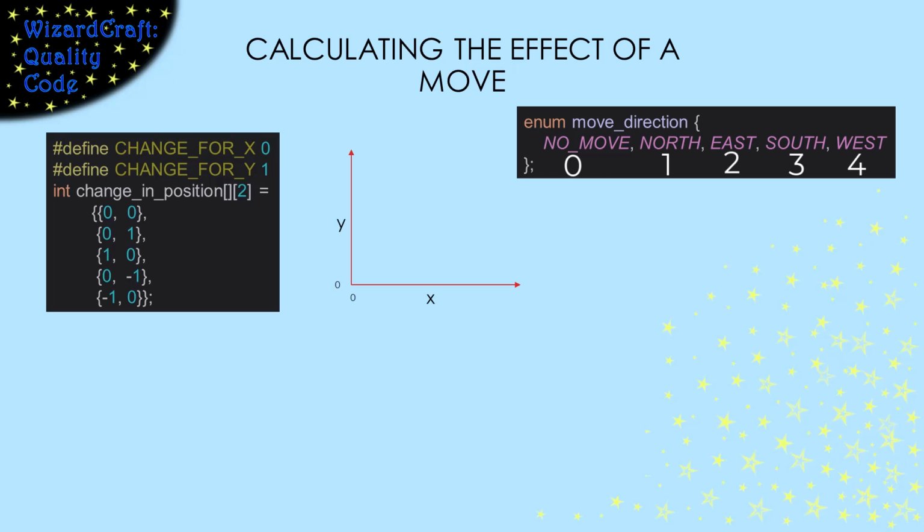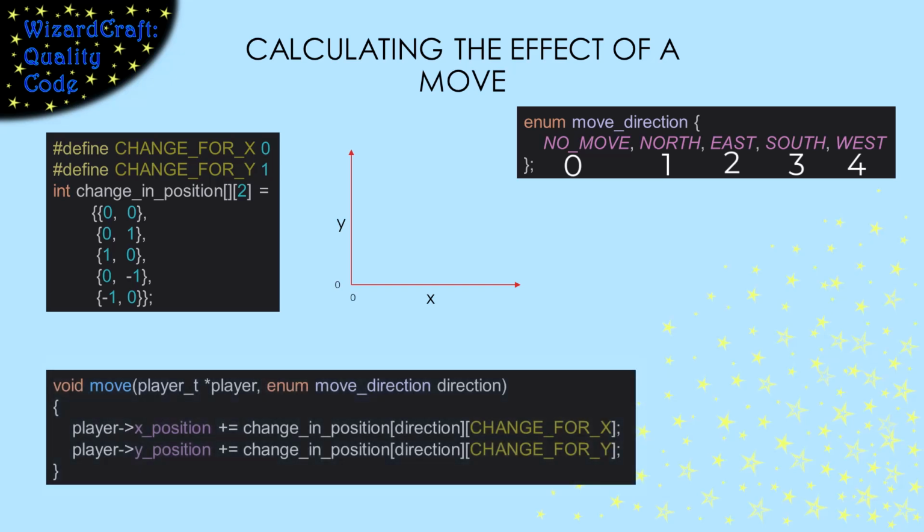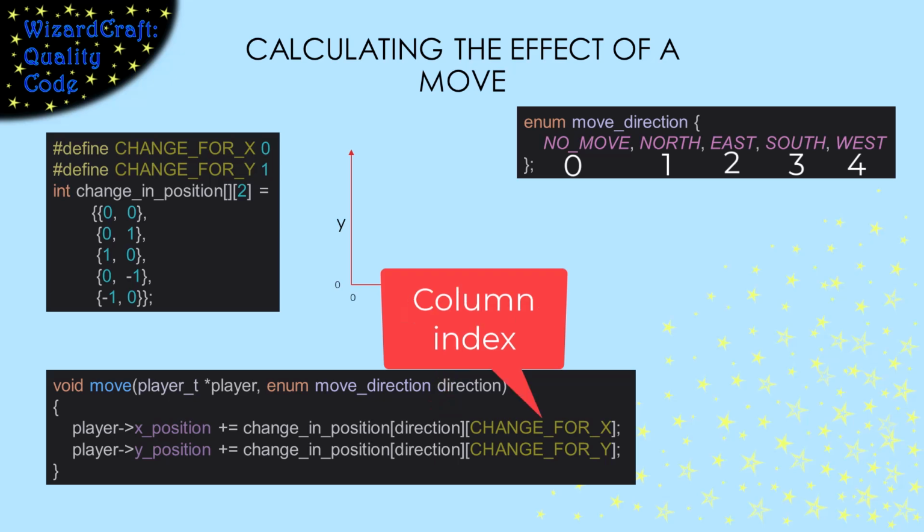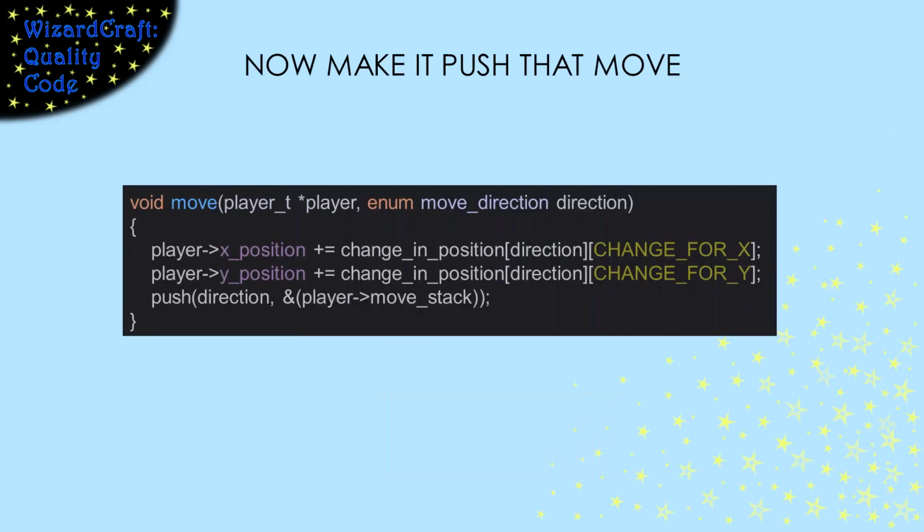The rows of our rectangular array correspond to the move directions. So no move causes x and y to both stay the same, a change of 0. North will be 1. So moving north causes no change in x, but y gets bigger by 1, and so on. With that table, our move function can change a player's x and y positions just by adding the appropriate values from the table. The row index will be the move direction, and the column index will be 0 for the change in x and 1 for the change in y. Now that we've moved the player, we just need to store that move onto the stack. That just requires push.